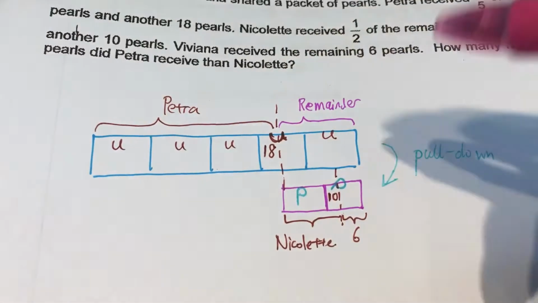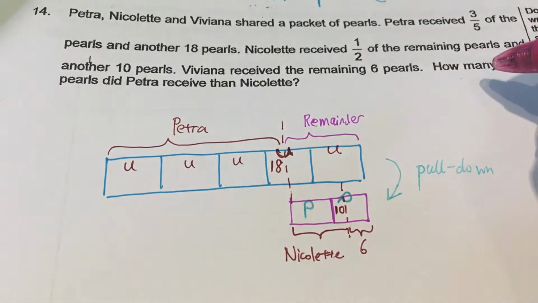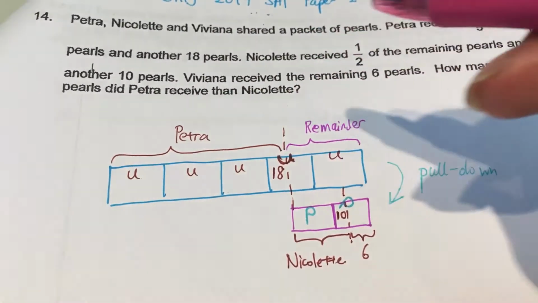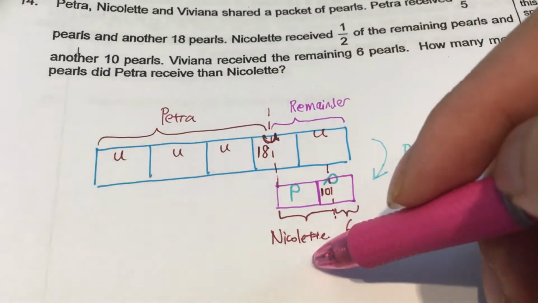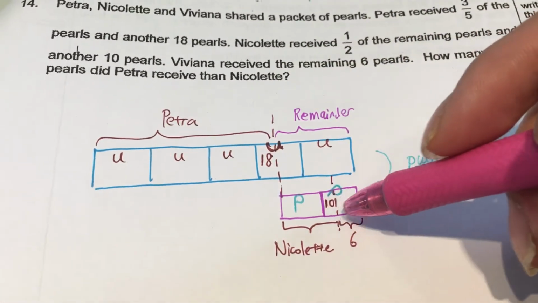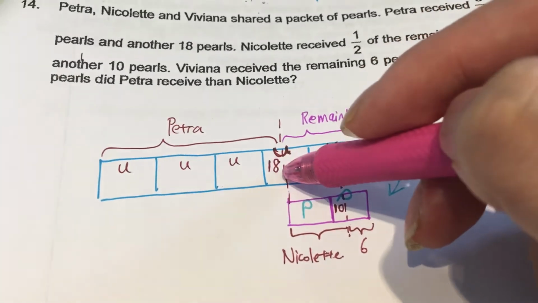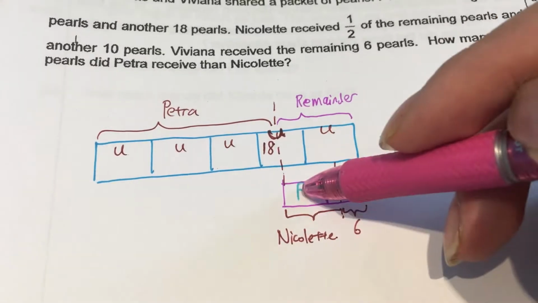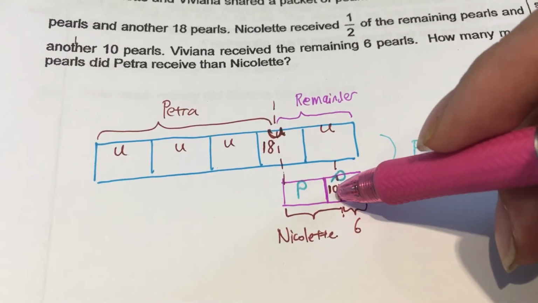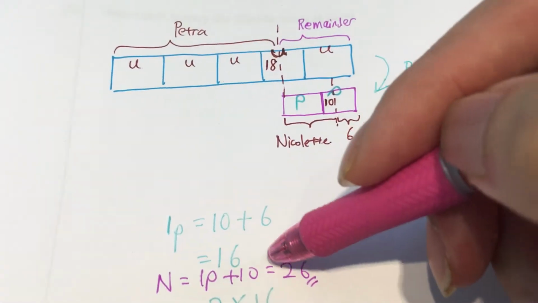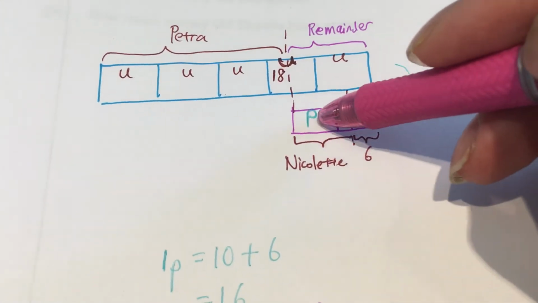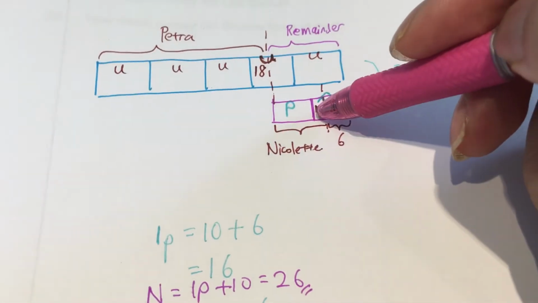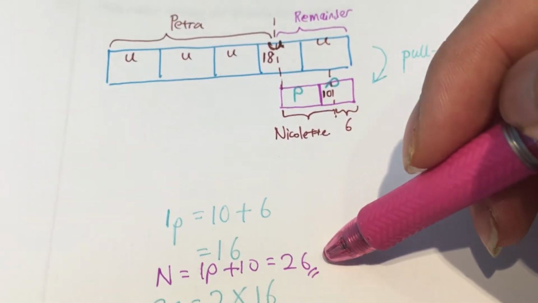Yeah, so in this case, they want a comparison between how many more pearls Petra received than Nicolette. So question mark for Petra and a question mark for Nicolette, and then you find the difference. So we need to find this value as well as this value. Okay, the lowest hanging fruit will be for Nicolette, so we take 1 part, which is 6 plus 10. Can you see here? So 1 part is 6 plus 10, and Nicolette is 1 part plus 10, so 1 part is 16. So we take 16 plus 10 and then done. We have the value for Nicolette.